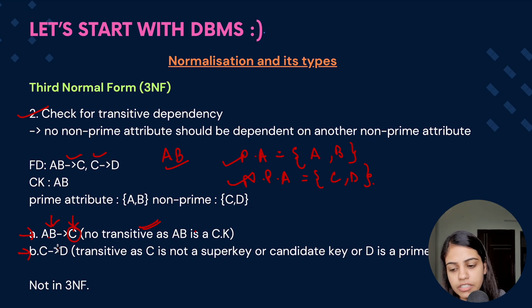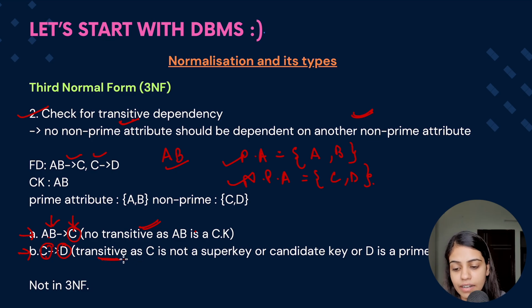Now coming to the next functional dependency, C determines D. Here C is a non-prime attribute. So the first condition, that there shouldn't be any non-prime attribute in the LHS, is violated. Now coming to the RHS, D is also a non-prime attribute. So the RHS also has a non-prime attribute. So there is a non-prime attribute which is determining a non-prime attribute.